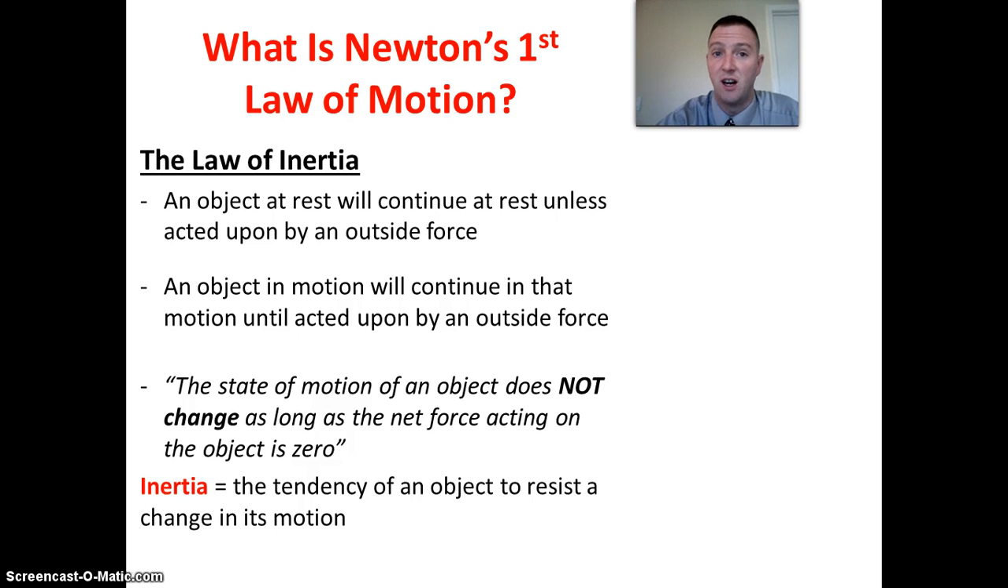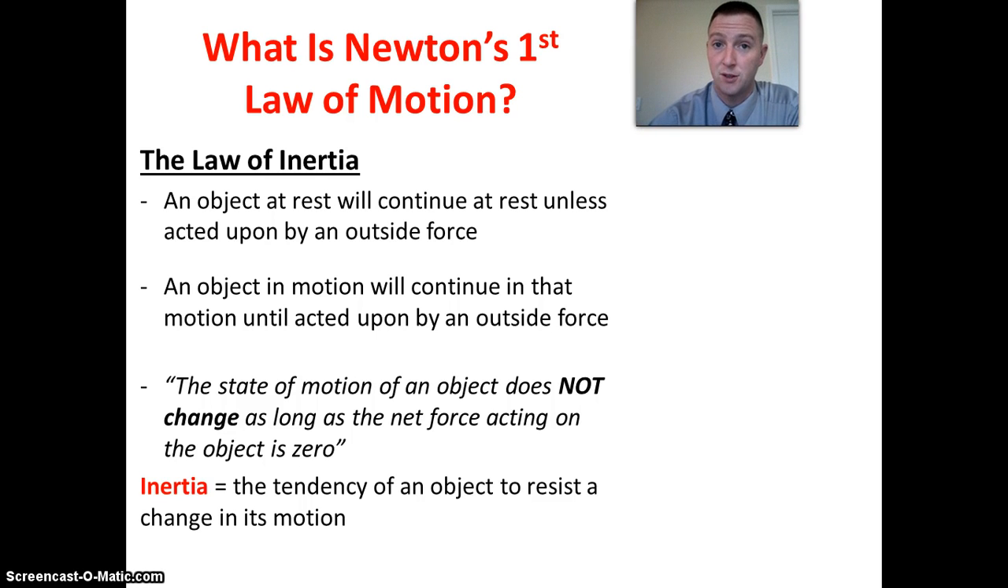Newton's first law is also called the law of inertia. What is inertia? Inertia is the tendency of an object to resist a change in its motion. So what does that mean? We'll say it 3 different ways, then talk about it. An object that isn't moving, an object at rest, is going to stay at rest. It's not going to move unless it's acted upon by some outside force. Some other object exerts a force upon it.